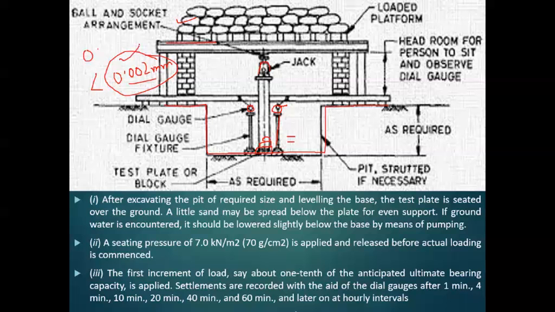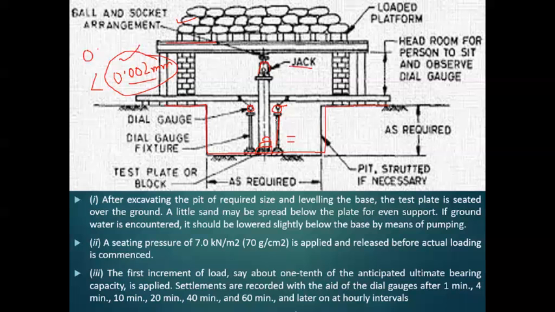Furthermore, two dial gauges are required here so we can take the average reading in order to note down the settlement. The jack is also there, with the help of which we can determine the loading intensity. So this is the setup which is required in order to perform the plate load test.